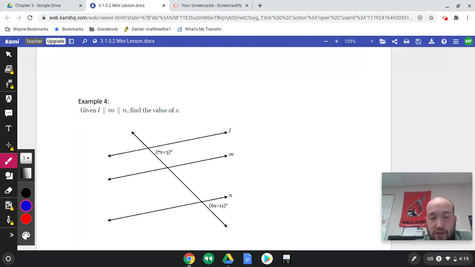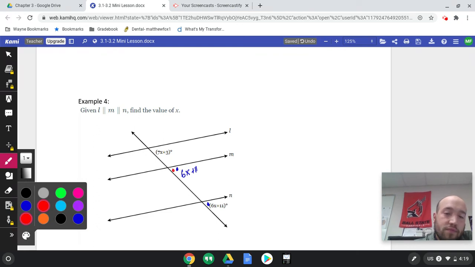So to solve this, we can do it one of two ways. First, we can think right here and here, these would be corresponding. So we know this is 6x plus 11. At this point now, these two are corresponding. So if that is the case, then I know they're equal. So 7x plus 3 would equal 6x plus 11.